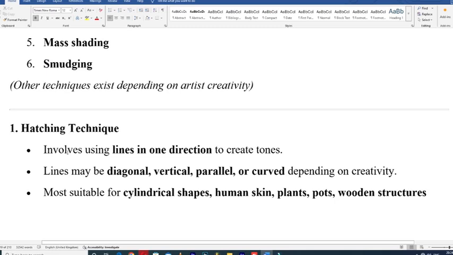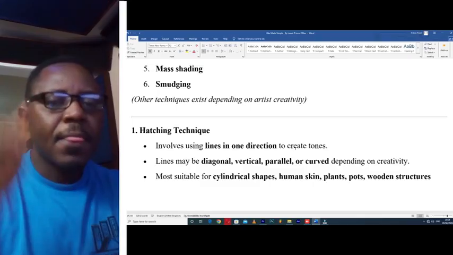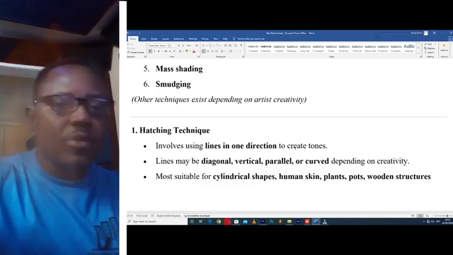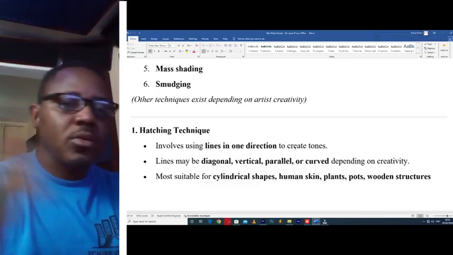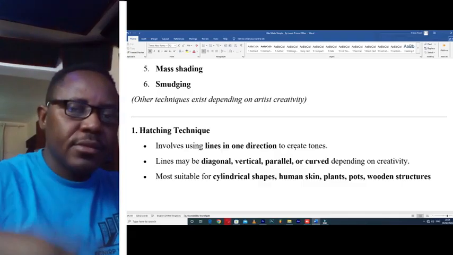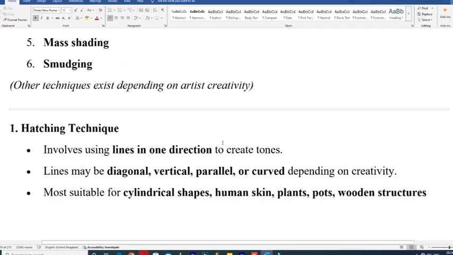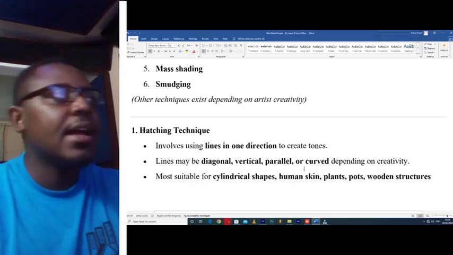This involves using lines in one direction to create a tone. The lines go just in one direction. They don't intercross. If it is from up to down, then it has to go up to down. If it is from side to side, then it should go side to side. If it is diagonal, then all must go diagonal. If it is curvy, then all must go curvy. That is how it is done. Lines may be diagonal, vertical, parallel, or curved, depending on creativity. You will get to understand that in the practical class.